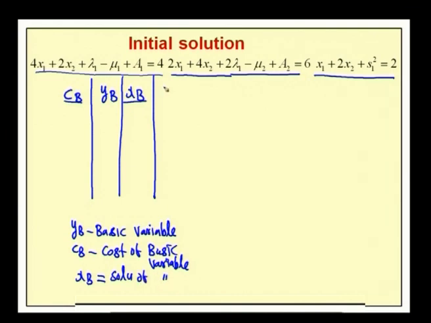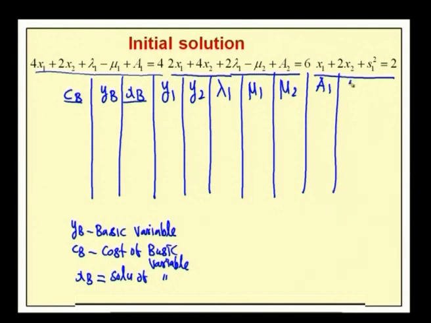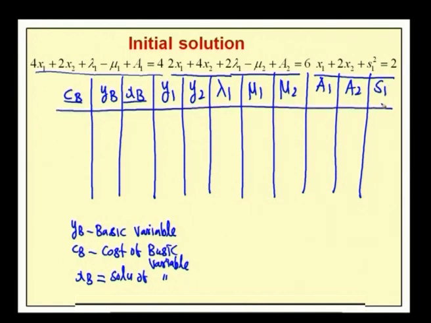The next columns are the two decision variables y1 and y2, then the variables lambda 1, mu 1 and mu 2, then we introduce the two artificial variables a1, a2 and the slack variable s1. So, our simplex table involves the basic variables YB, the cost of the basic variables and the solution of the basic variables.